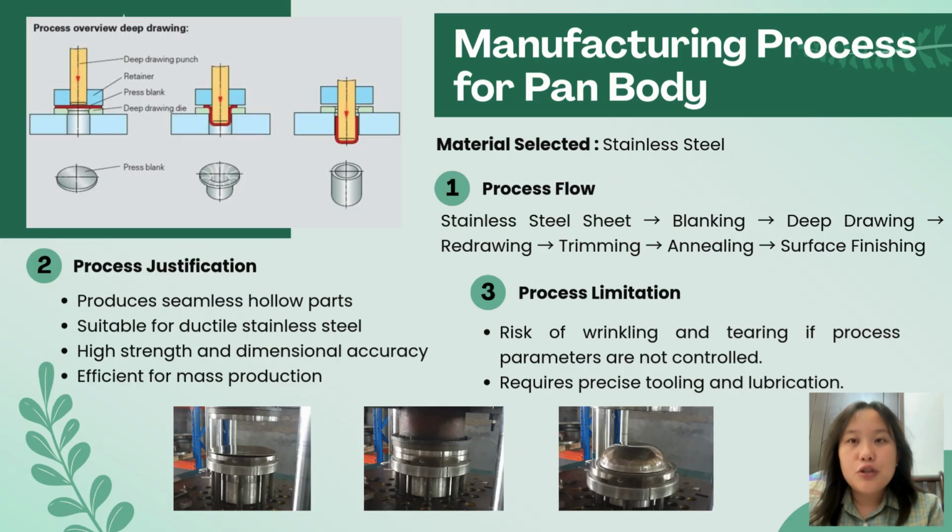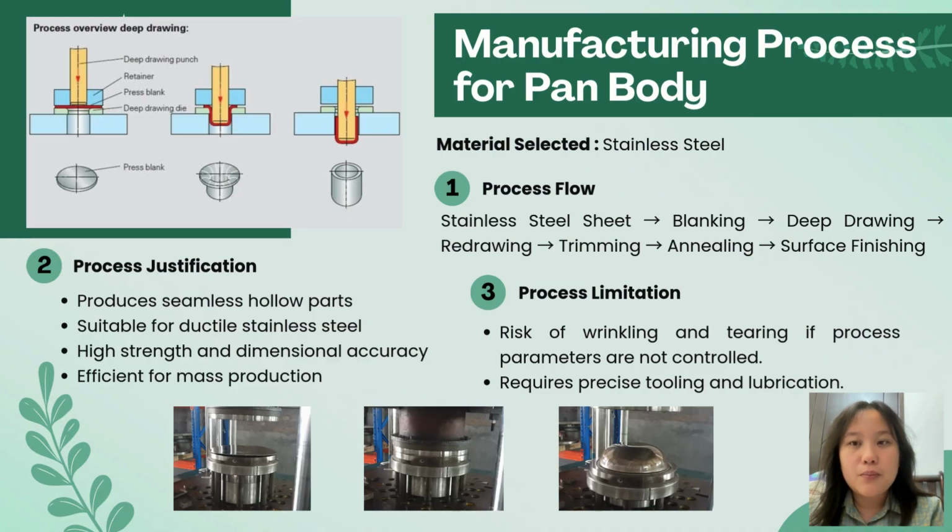A stainless steel sheet is first cut into a circular blank. The blank is placed between a die and blank holder, and a punch deforms the material into the pan shape. For deeper pans, redrawing is applied to achieve the required depth. After forming, excess material is trimmed followed by annealing to reduce work hardening. Surface finishing is then carried out to improve corrosion resistance and appearance.